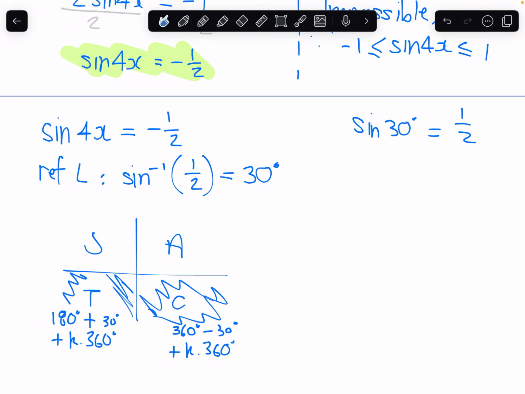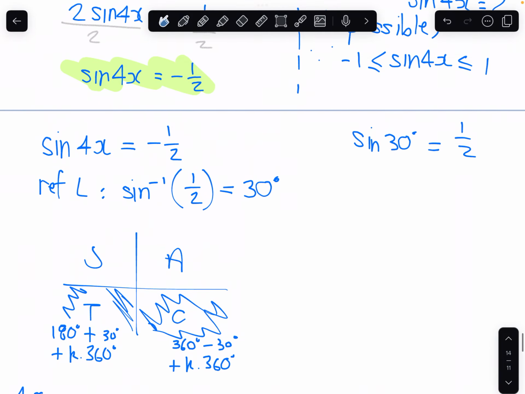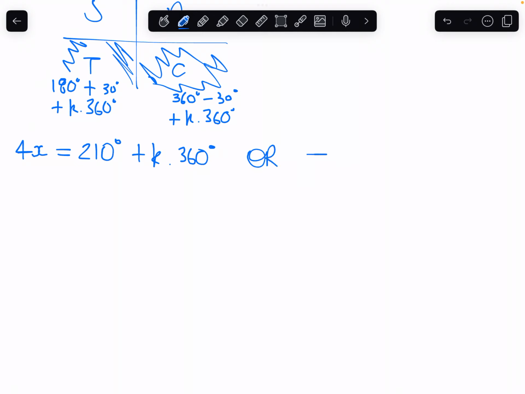Okay, so let's write that formally. So we have 4x, because that's the angle we're dealing with over here. So it's either 4x is equal to 180 plus 30 is 210 degrees plus however many revolutions you want, or it will be 4x is equal to 360 minus 30 is 330 degrees plus k 360. Okay, then somewhere just write what k is. Right? So k is some integer somewhere.